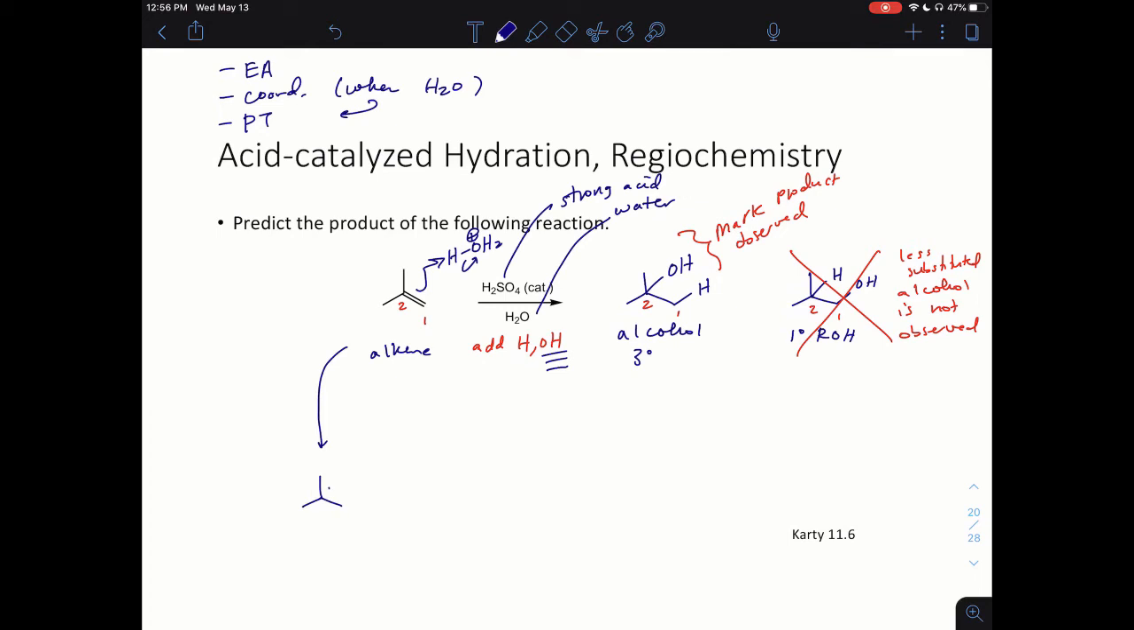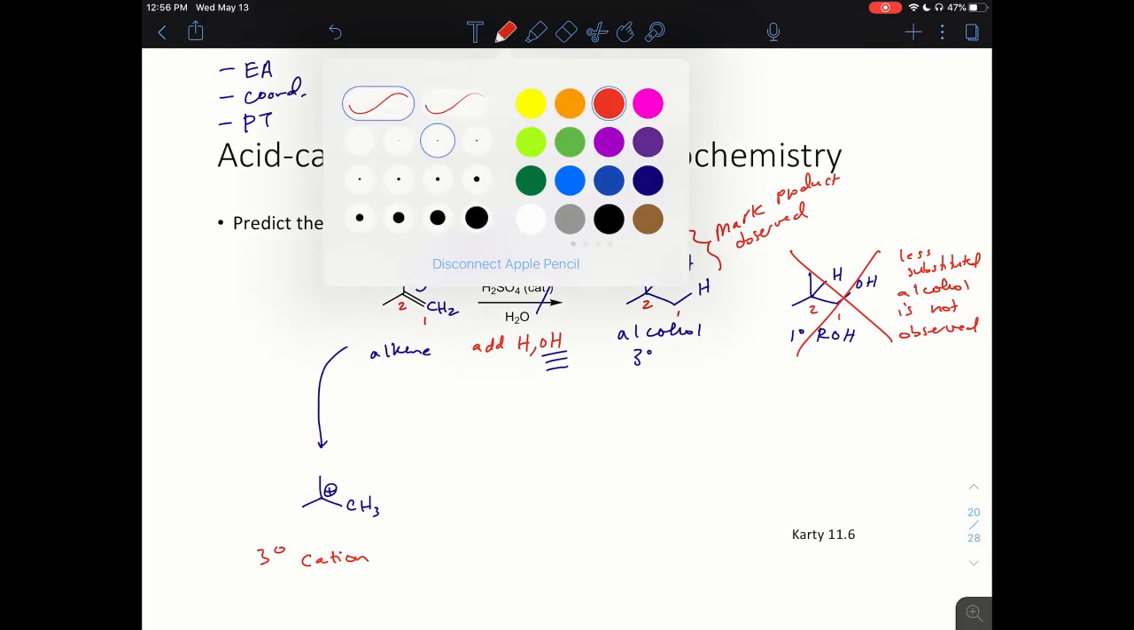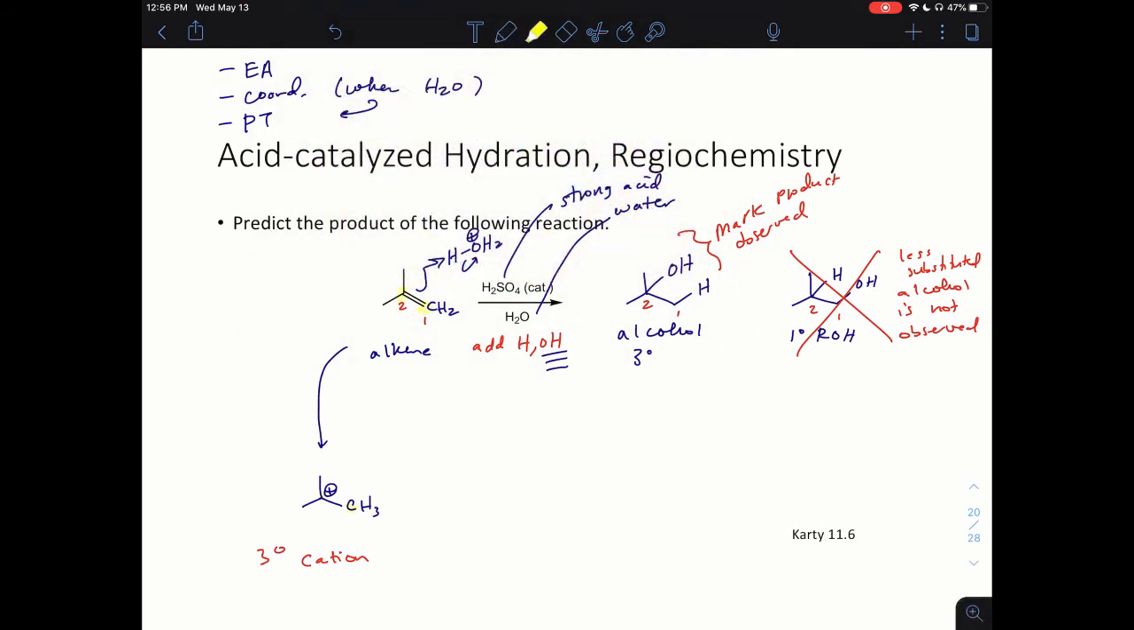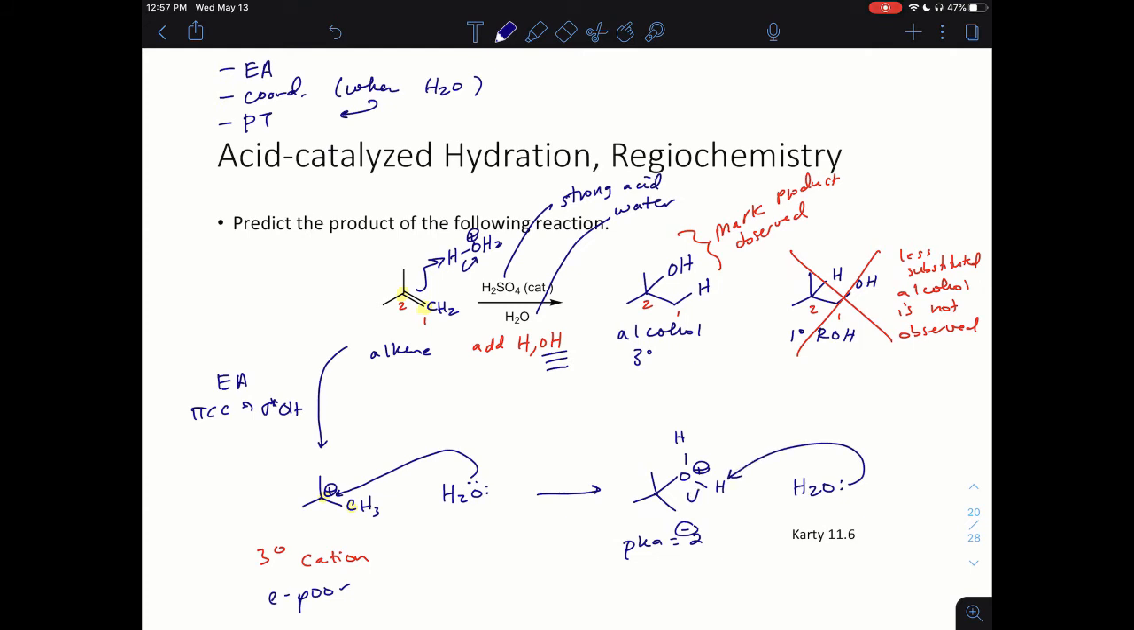So let's go ahead and draw the carbocation that results from protonating the less substituted carbon to get the more substituted carbocation. From here, this electron-poor species will react with electron-rich water. In a coordination step, as written at the top of the screen, that generates this protonated alcohol with a pKa of -2. Whoa. So water will act to deprotonate the protonated alcohol, generating the final product and regenerating the acid catalyst.